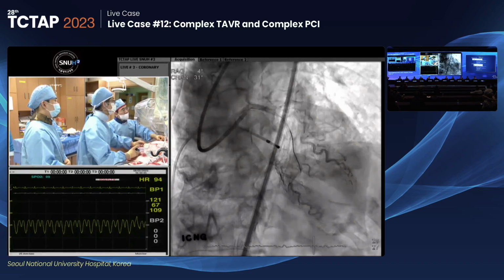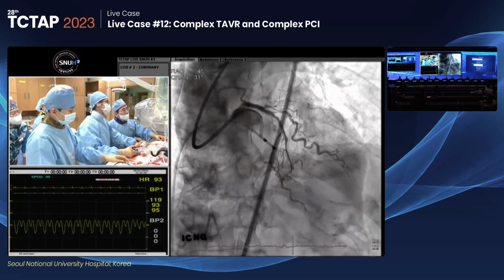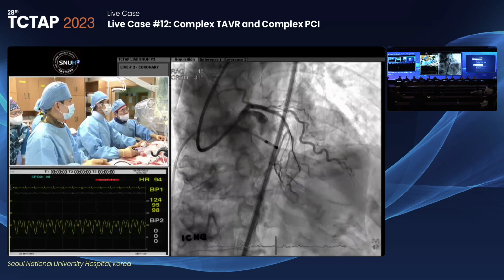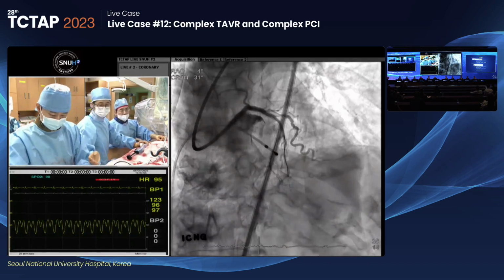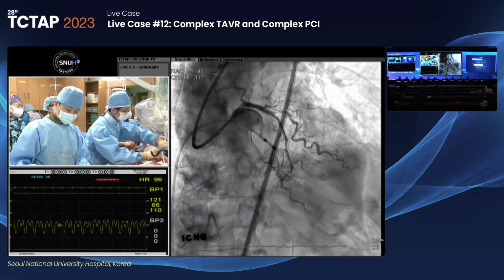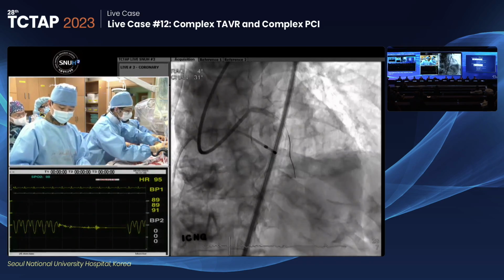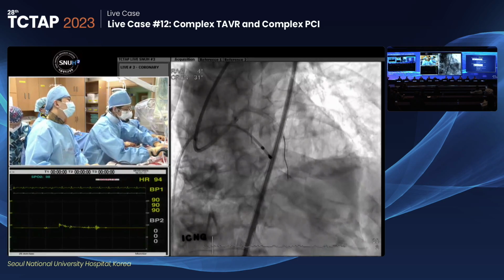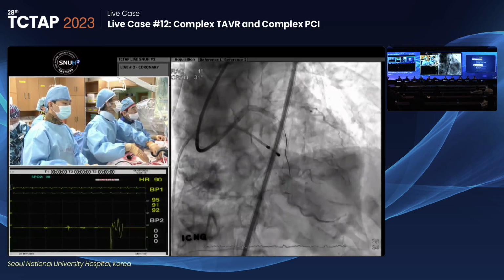What about changing the strategy from LAD to the big diagonal? As you can see, the diagonal ostium is tightly stenosed. Not a very big vessel. How big is your guide catheter? The diagonal is big enough, but I think the mid-LAD is more important. There are a lot of septals coming out. But actually, the balloon is not passed.